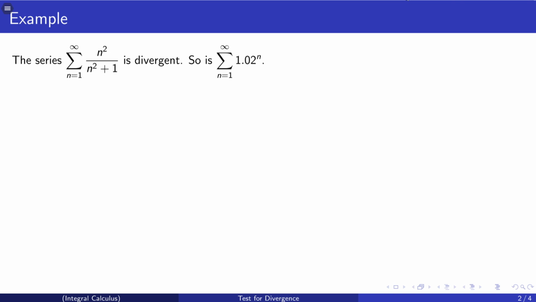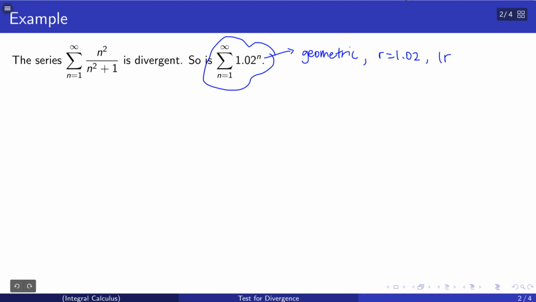These two series here are divergent: n squared over n squared plus 1, and 1.02 raised to the nth power. Now, the second series here, we already know why it diverges, right? This is geometric, where your common ratio is 1.02, which is larger than 1 in absolute value. Therefore, it's divergent.